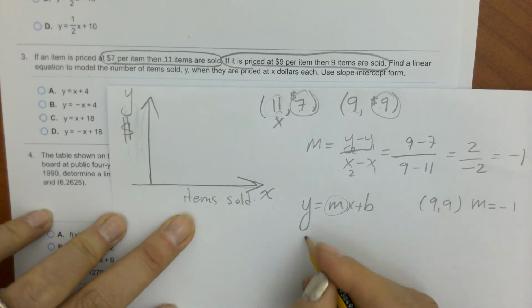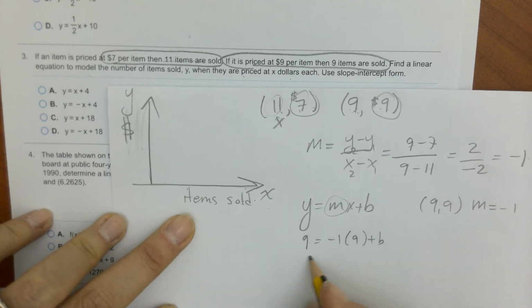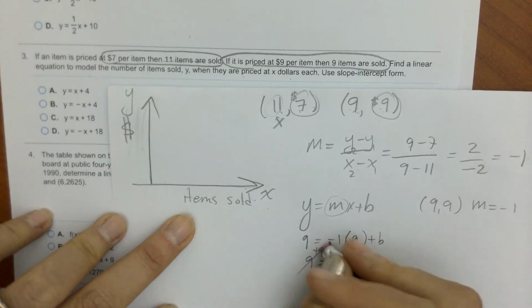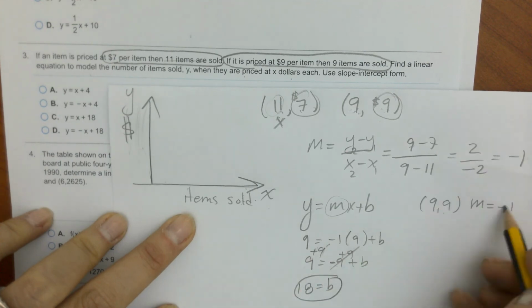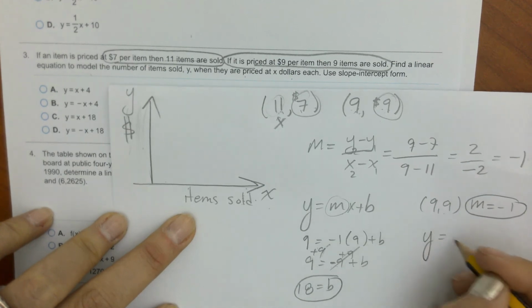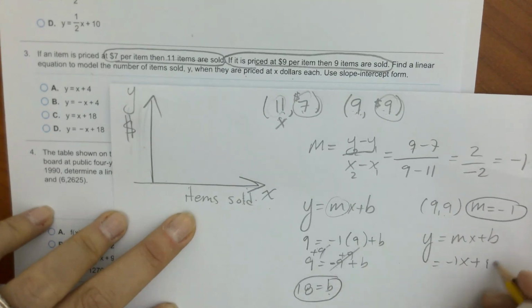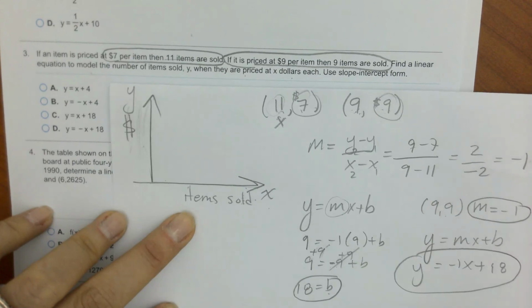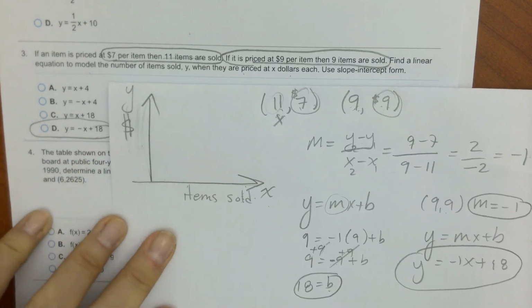So y is 9, x is 9, and then 9 equals -9 plus b, add 9, add 9. I add 9 because it's the opposite of what's here. 9 plus 9, that's 18. That's 0. So now I know b equals 18. And I know my slope is -1. So y equals mx plus b. M is -1, and b is 18. So let's look at the equation. -1 and 18.